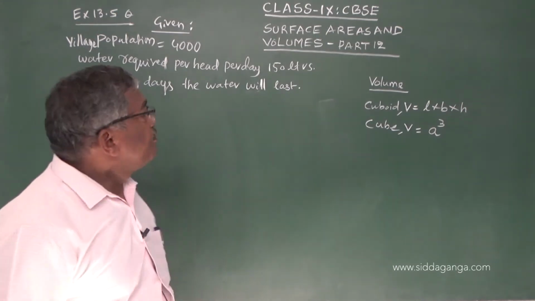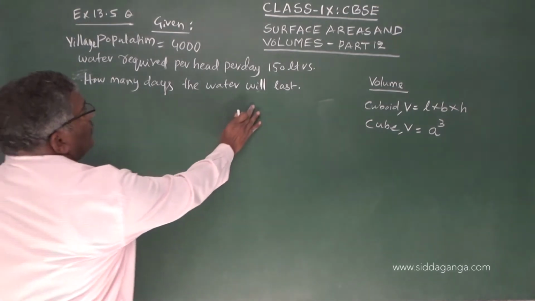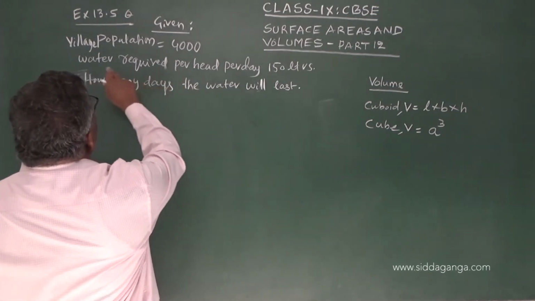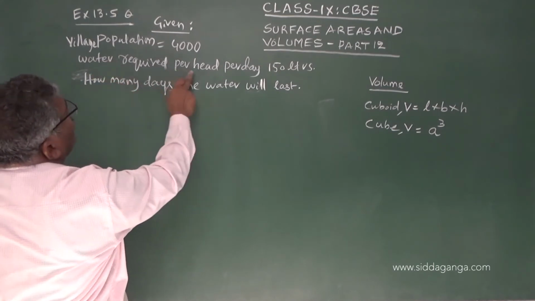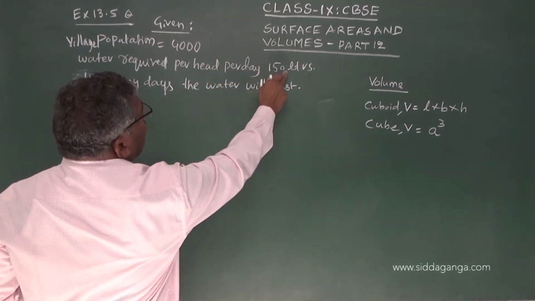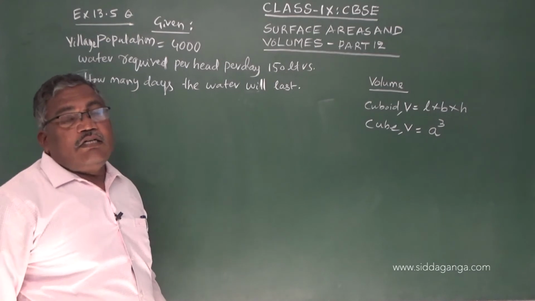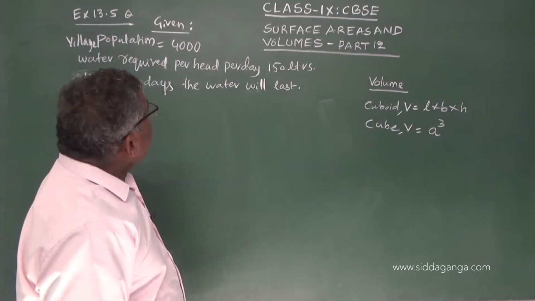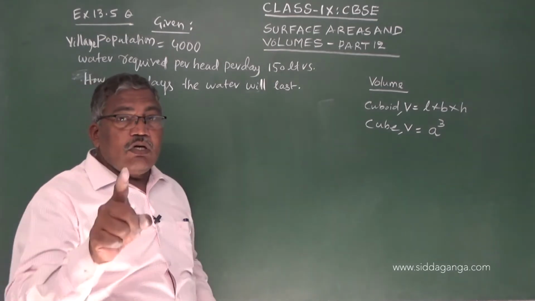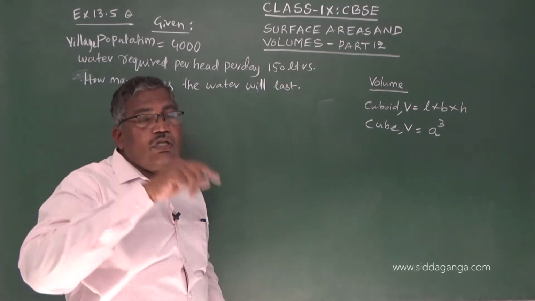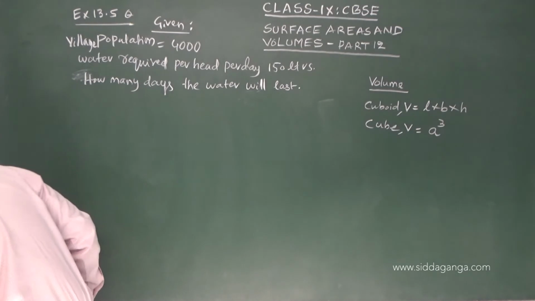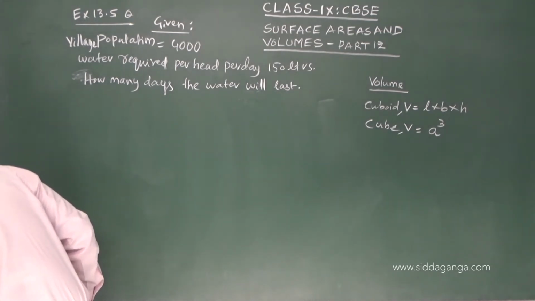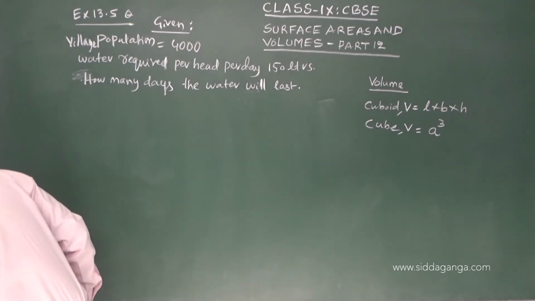Now, first let us calculate the water required per head per day is 150 liters. That means let us calculate the quantity of water required for 4,000 people per day. So, we have to calculate like this.